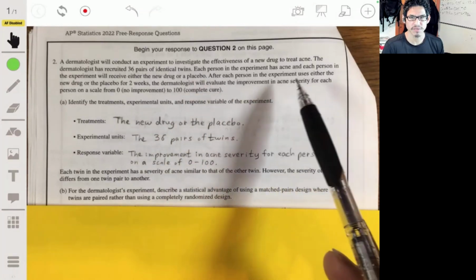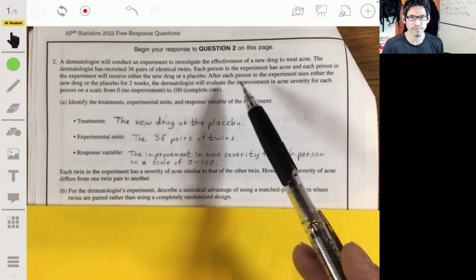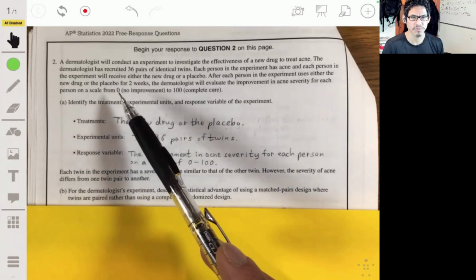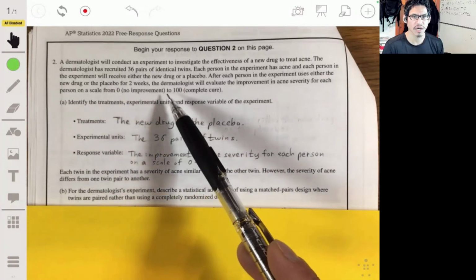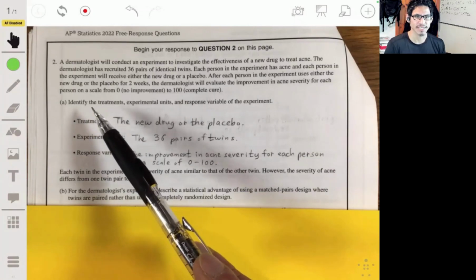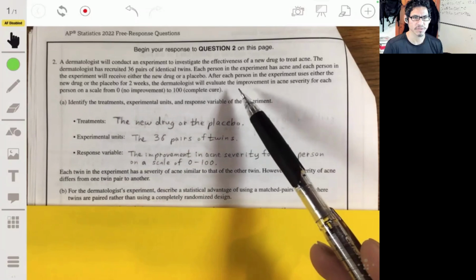After each person in the experiment uses either the new drug or the placebo for 2 weeks, the dermatologist will evaluate the improvement in acne severity for each person on a scale from 0, which means no improvement, to 100, which is a complete cure. Right, part A is asking for identifying the treatments, experimental units, and response variable of the experiment.